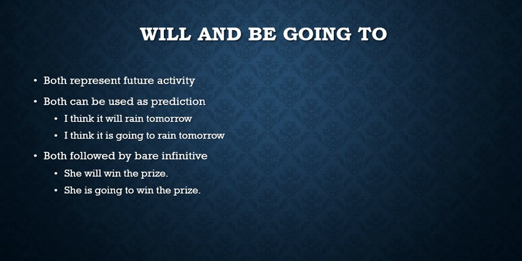Between will and be going to, both represent future activity. Of course, we are talking about the future tense, which expresses activity in the future. So will and be going to do the task. Both can be used as prediction. For example, I think it will rain tomorrow. And the second one, I think it is going to rain tomorrow. Right? Both can be used as a prediction.